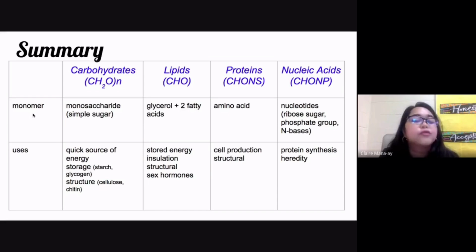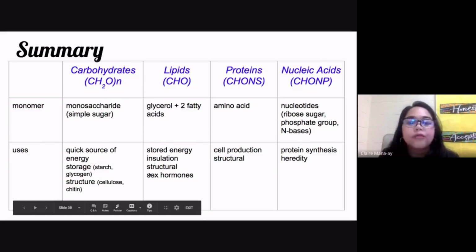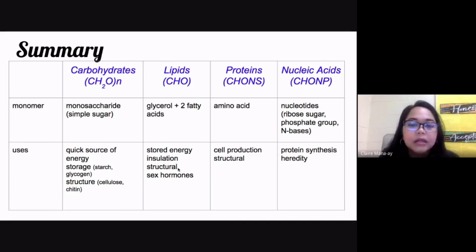Now as for their monomer, your lipids are made up of 1 molecule of glycerol and 2 fatty acids. So that's the monomer of your lipids. Some functions of your lipids, of course, they are stored energy, a more concentrated form of energy. Therefore, insulation, they keep us warm. They also form structures in our body. And of course, they are also found in our sex hormones. By structures in our body here, they are a very important component of our cell membrane, the plasma membrane.